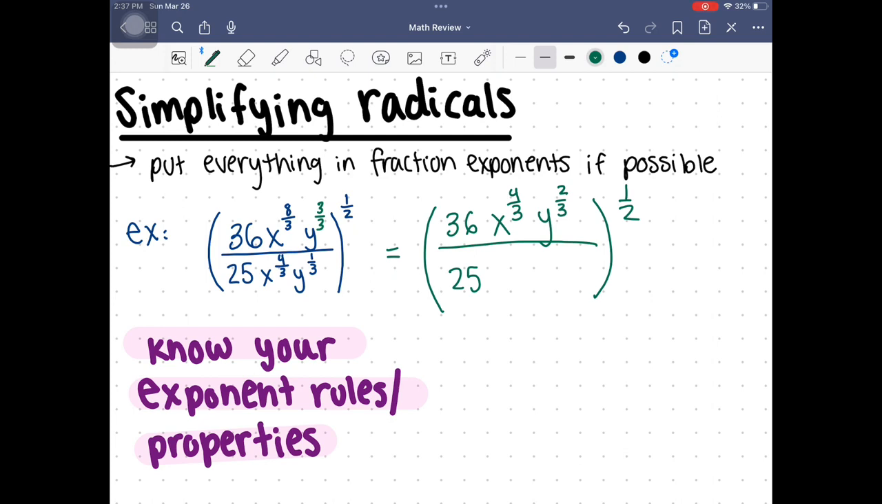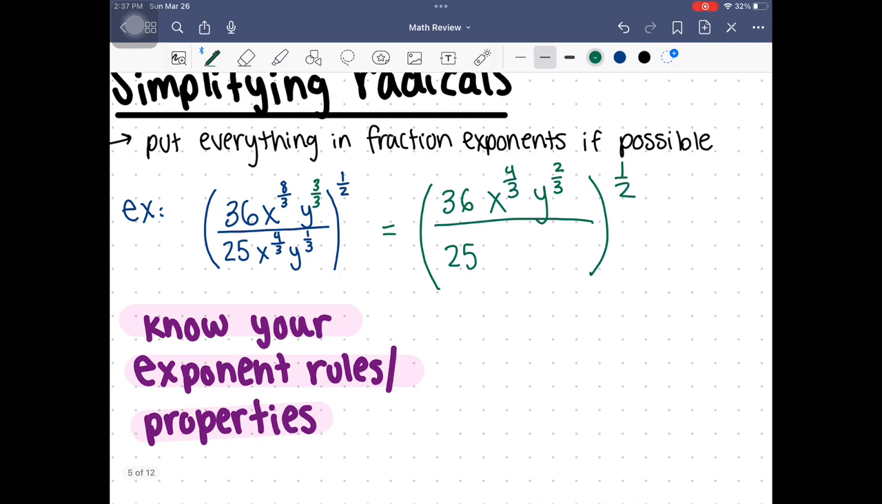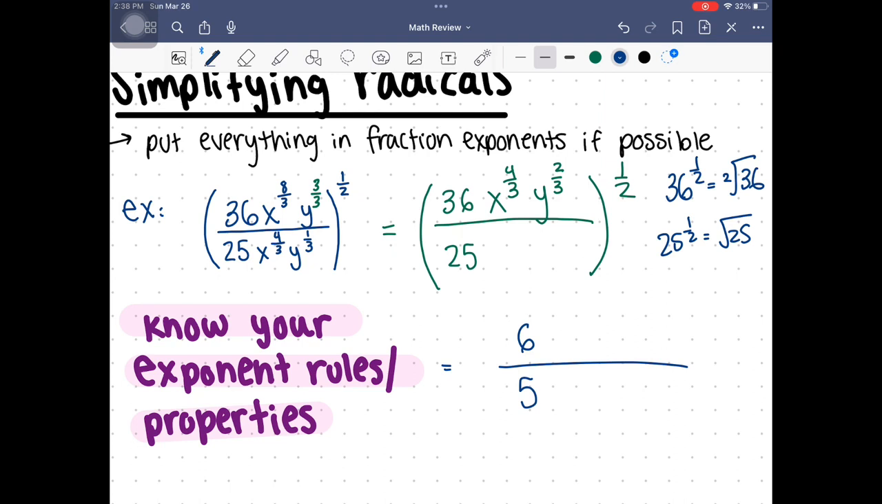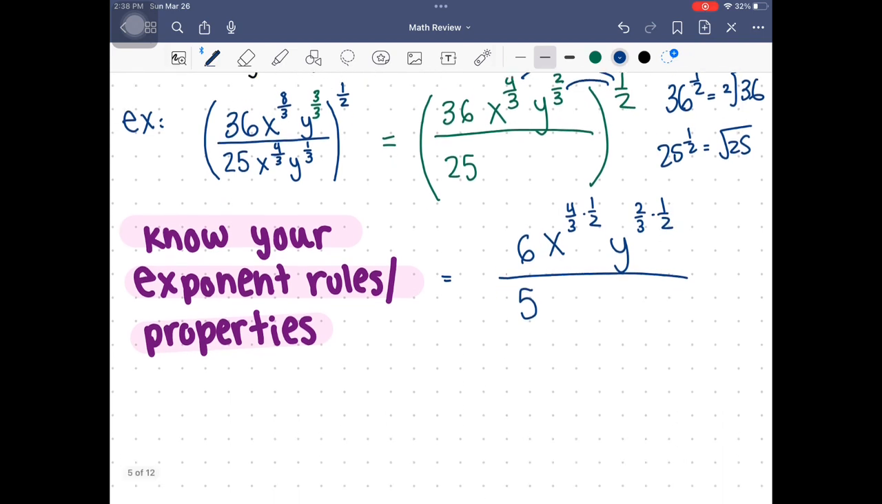Now let's go ahead and apply our exponent rules. So I can do this one first. 36 to the 1/2. Okay, I want you to keep in mind 36 to the 1/2 is the same as the square root of 36, which we know is just 6. And I'm going to do the same thing down here. I'm going to do 25 to the 1/2. That's the same thing as the square root of 25, which we know is 5. Perfect. Okay. Now with my exponent rules, I need to apply the 1/2 to both. So this is going to be x 4/3 times 1/2. And then it's going to be y 2/3 times 1/2. And we can just multiply across, right?